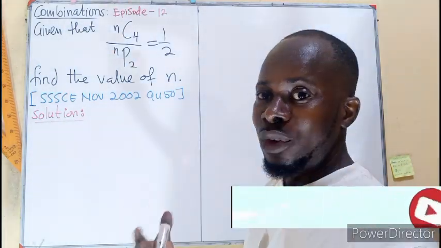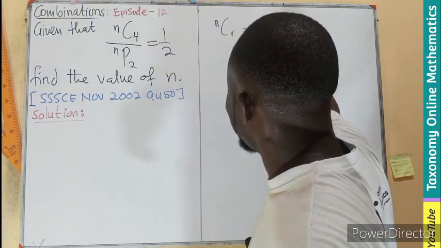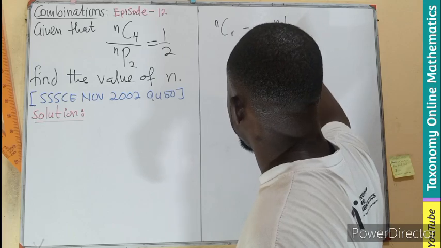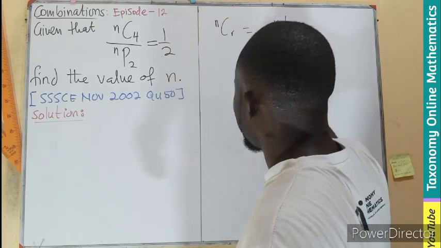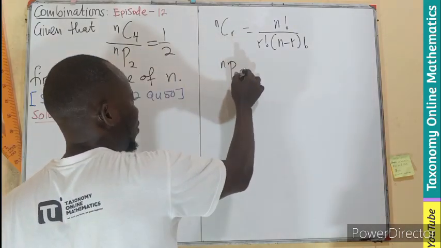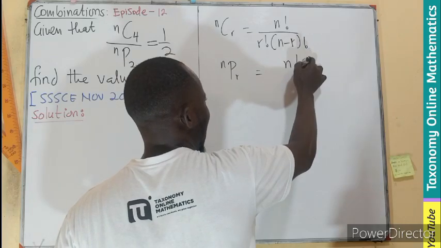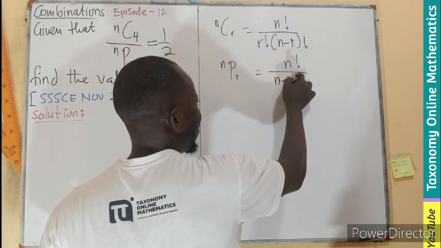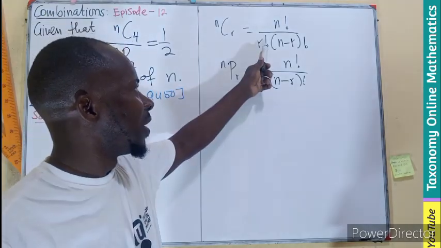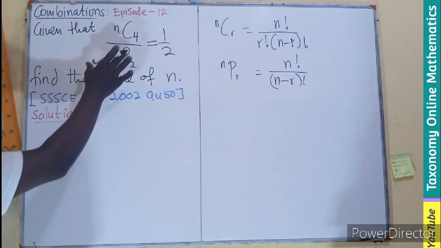We just have to expand what the combination formula nCr simply means: n factorial over r factorial times n minus r factorial. That is the expansion of that formula. Then if I pick nPr, permutation, it also means n factorial over n minus r factorial. The difference between the two is just the multiplication by what? r factorial.